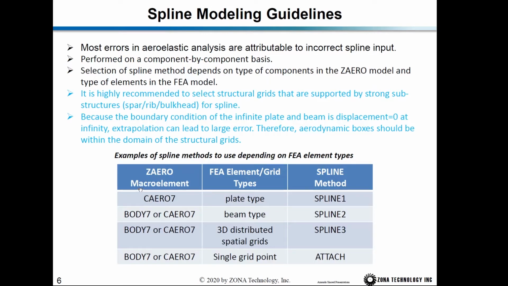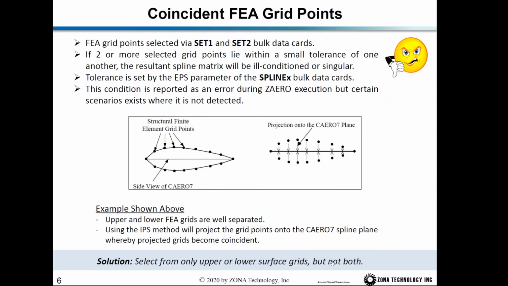If the aerodynamic component is modeled by ZAERO 7, and the structural model is modeled by a plate, and you use the plate spline, so spline 1. If the structural model is a beam, you use spline 2. If the structural model is scattered grid points in 3D space, then you use spline 3. If the structural model in the component is modeled by a single grid point, you use attach.